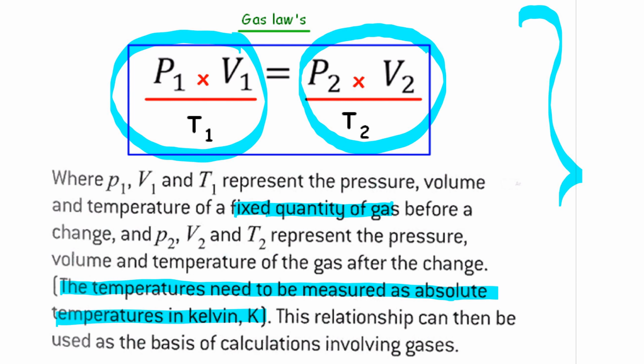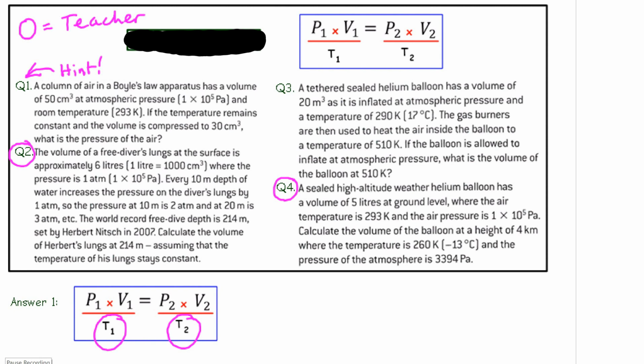First off, I'd like you to write this out, please. These four questions, question 1, question 2, question 3 and question 4, you do need to write out. So the first one is question 1. A column of air in a Boyle's law apparatus has a volume of 50 centimeters cubed at atmospheric pressure, which is 1 times 10 to the 5 pascals, or 1 times 10 to the 5 newtons per meter squared. And we've got a room temperature there of 293 Kelvin.